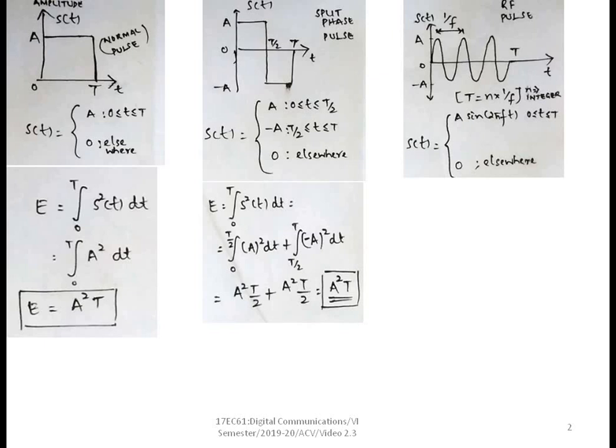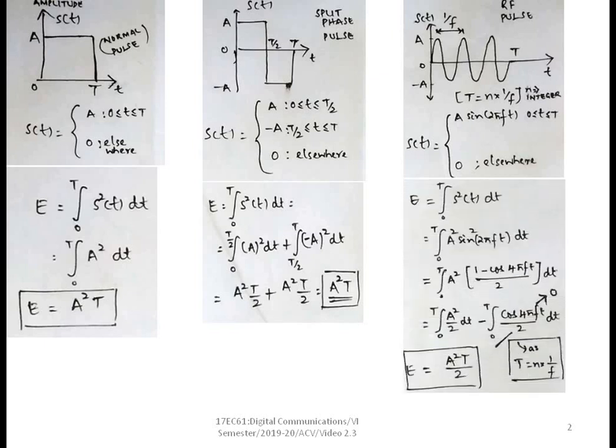And you can see one constraint for an RF pulse to be used in digital communication or digital bandpass modulation is that there should be an integer number of complete cycles over one bit duration, or over the pulse duration. So that is what I have mentioned here as T is equal to n times 1 by f. And for time duration 0 to T, the real instantaneous value of the signal s of t is equal to A sine 2 pi ft, and the value is 0 elsewhere.